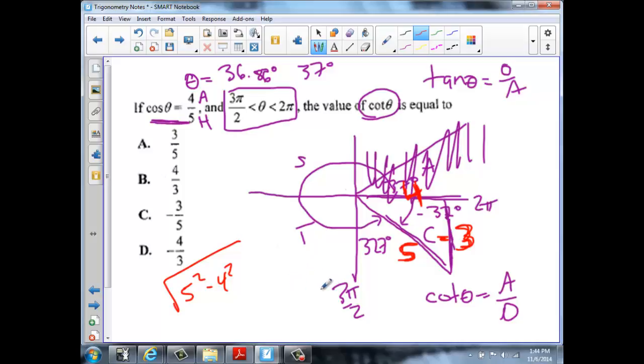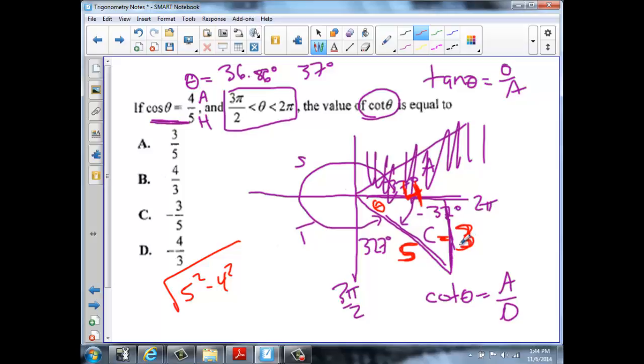So, go ahead, Nicole. Where did you get the 4 and 5? The 4 was here and the 5 was here, because cosine is adjacent over hypotenuse. So then I made the adjacent side 4, and I made the hypotenuse side 5. Then you just use Pythagoras' theorem to find 3.